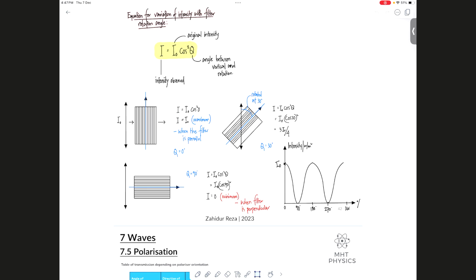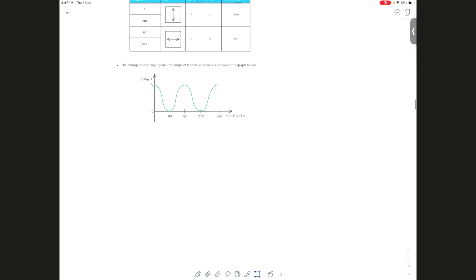Intensity is proportional to amplitude square. So wouldn't it be amplitude square equals amplitude naught square cos square theta? What can you do to all of them? So the amplitude relation is just a cosine function, not the square function. Understand? Okay, I will show you, don't worry.